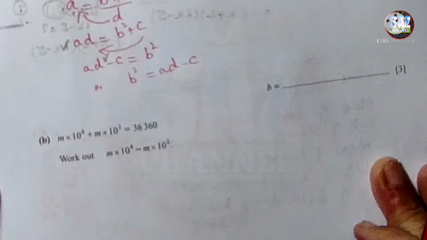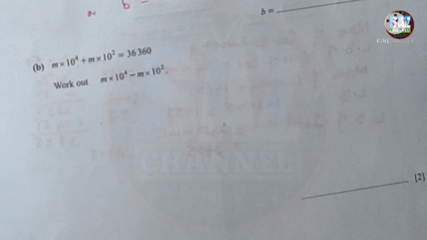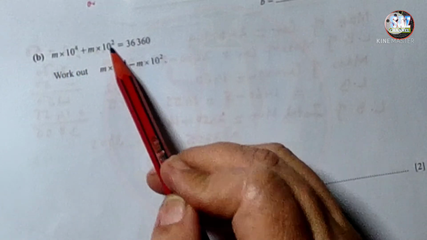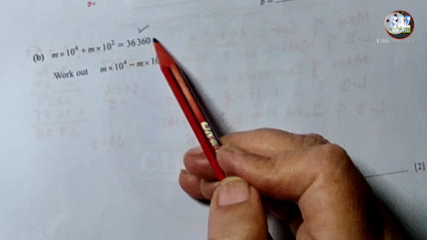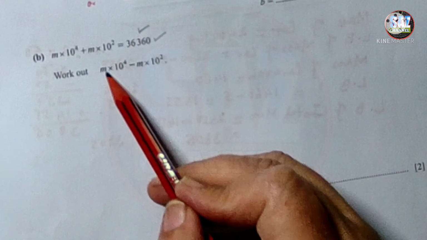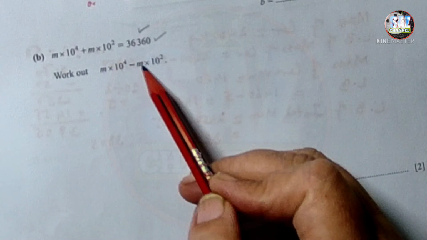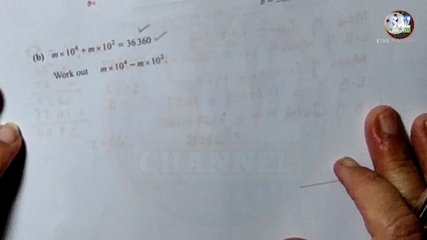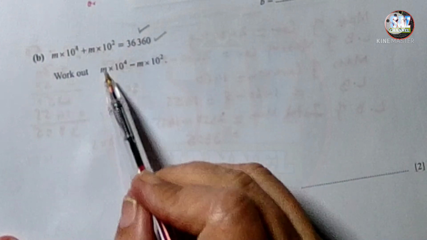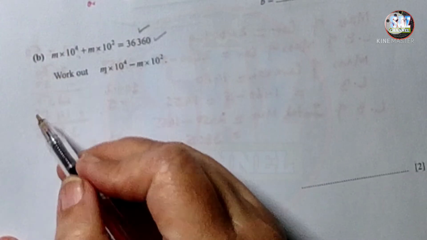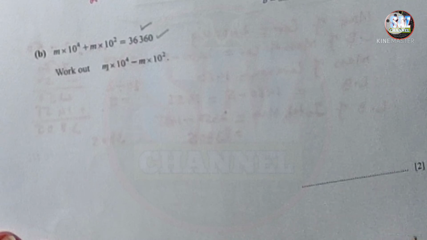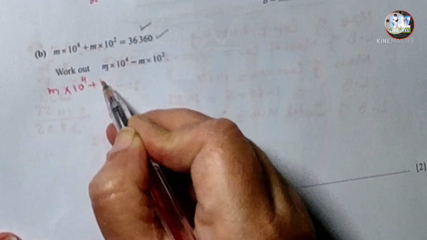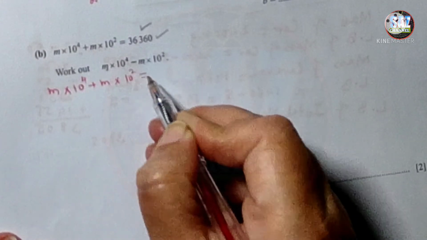Moving to the next question, and B part says that if m multiplied by 10 raised to power 4 plus m multiplied by 10 square is 36,360, we have to find the value of m multiplied by 10 raised to power 4 minus m multiplied by 10 square. Again, very easy question. We do not know what the value of m is here, so let's take the help of the given information: m multiplied by 10 raised to power 4 plus m multiplied by 10 square equals 36360.